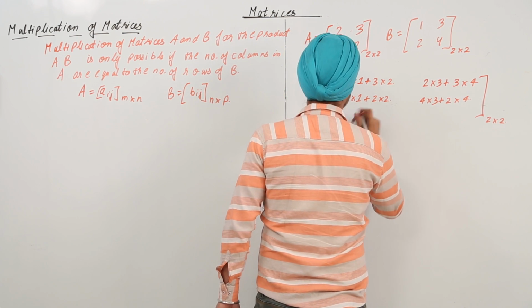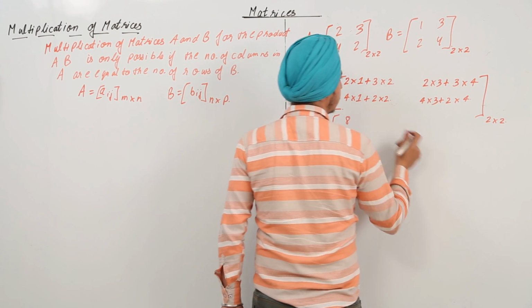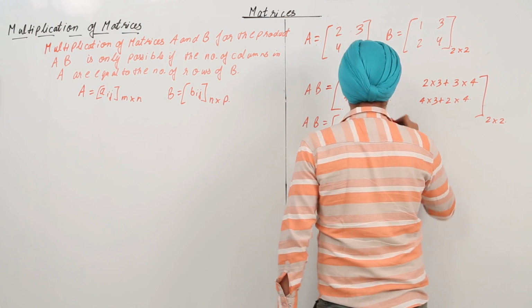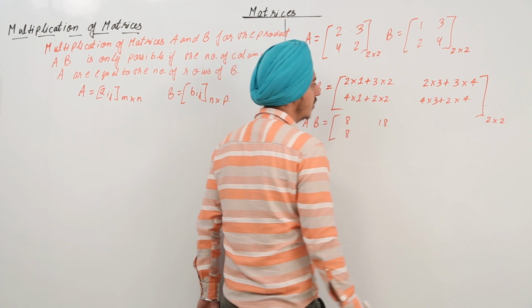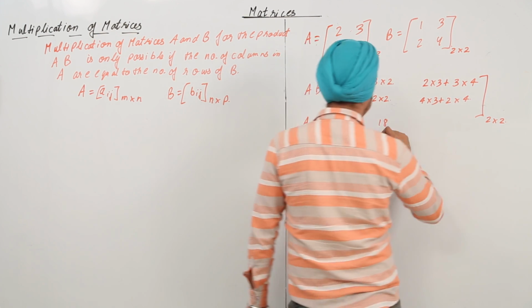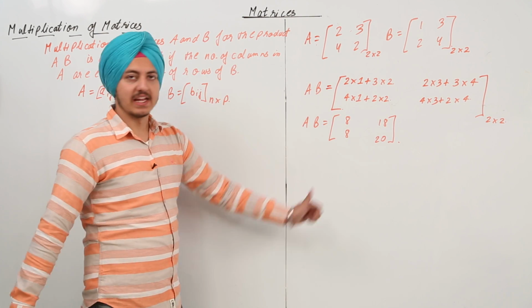So what is AB? AB is equal to 2 plus 6, that is equal to 8. 6 plus 12, that is equal to 18. 4 plus 4, that is equal to 8. And 12 plus 8, that is equal to 20. So we have AB like this.